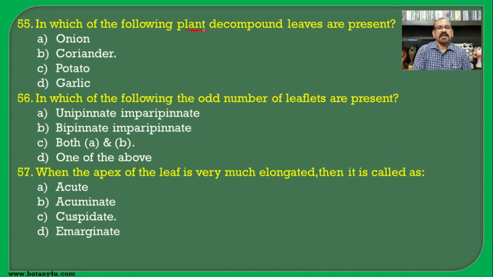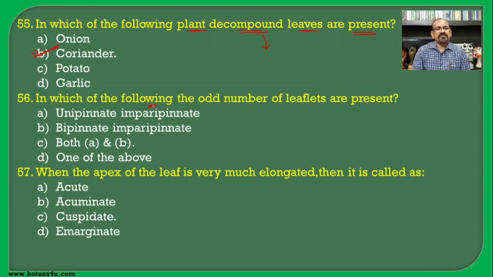In which of the following plants are decompound leaves present? As we know, pinnately compound leaves are classified into the unipinnate, bipinnate, tripinnate, multipinnate, and the decompound type on the basis of the development of the leaflets from the different rachis. So the decompound type of the leaves, in which we are unable to distinguish the leaf into unipinnate, bipinnate, or the tripinnate. Such type of the leaves are present in the coriander.